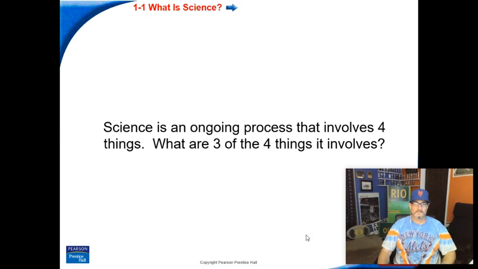All right, science is an ongoing process that involves 4 things. What are 3 of the 4 things it involves? And if you can't remember, take a look back at number 9 and just try to remember all 4 if you can. Again, number 9: ask questions, make observations, make inferences, and test hypotheses.